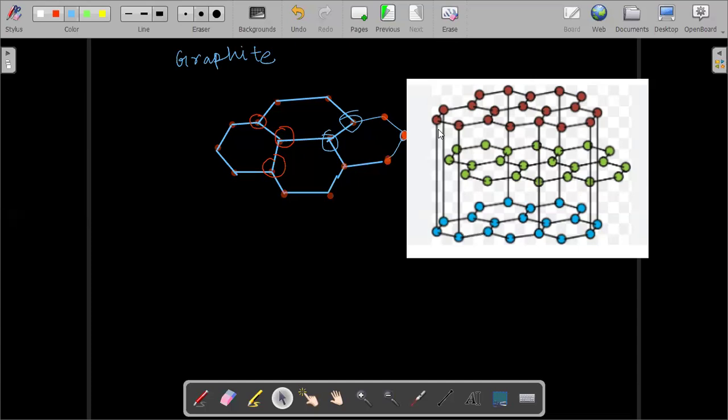Okay. Now, as I also talked of phosphorus and sulfur, sulfur exists in two forms, monoclinic sulfur and rhombic sulfur, where 8 atoms of sulfur are joined together to form a molecule. Okay. And their way of arrangement gives rise to different properties.